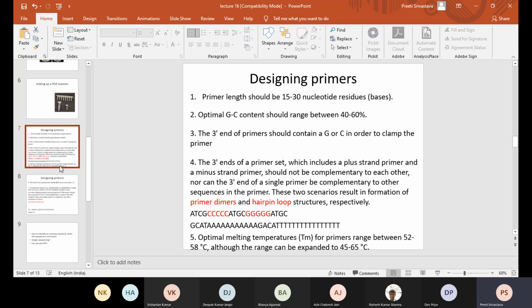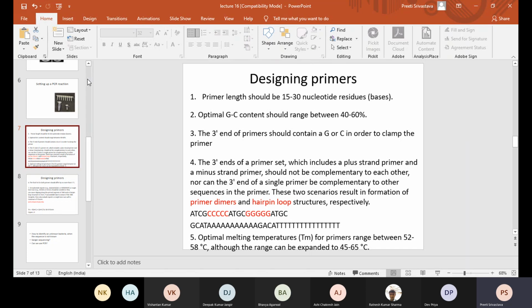Now the third point: the 3' end of the primer should contain a G or C in order to clamp the primer. This rule says that when you are designing the primer, ideally the 3' end of the primer should contain a G or a C. Again, using the same logic, there is a triple bond between G and C, so that ensures that the binding of the primer is proper and not loose.